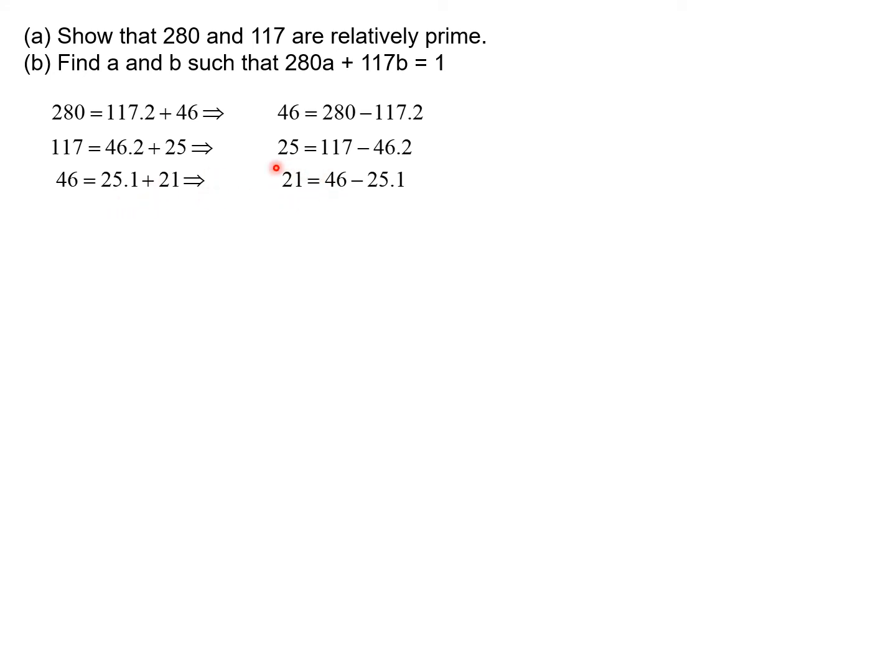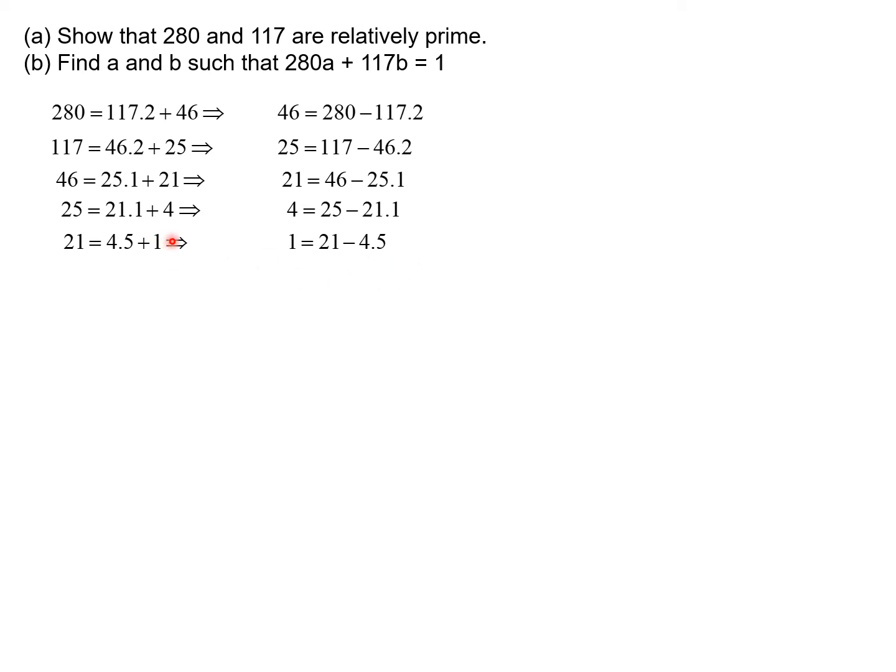We make the remainder the subject of the equation. For the next line, we take the quotient 25 and divide by the remainder 21. So 25 equals 1 times 21 plus 4. Then we make 4 the subject of the equation. For the next line, we continue with 21 divided by 4, 21 being the quotient and 4 being the remainder. So 21 divided by 4 is 4 times 5 plus 1.